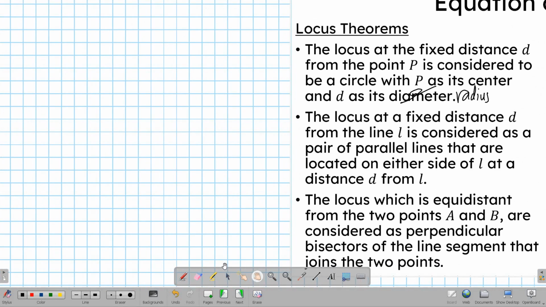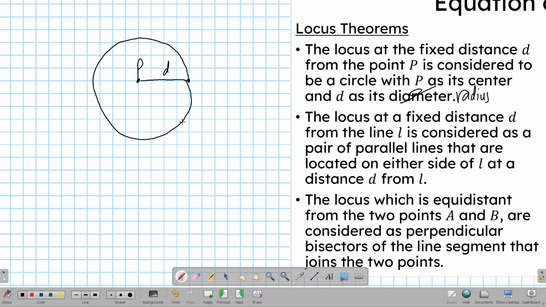Pakita natin na if you have a point P and then you have this distance D, so iikot yan na parang pabilog, hindi pabilog yung drawing ko, pasensya na, pero iikot yan kasi this is the one that moves. Itong point na to yung umiikot.